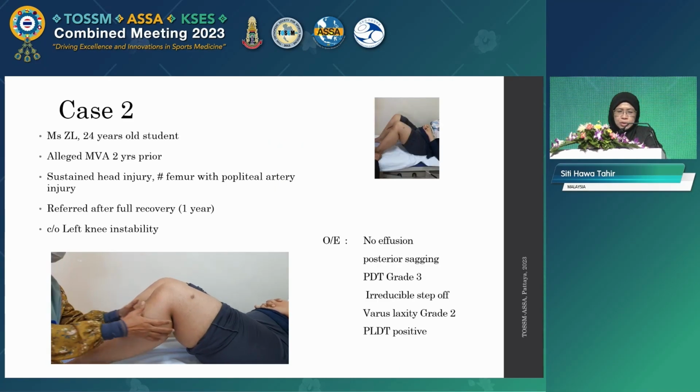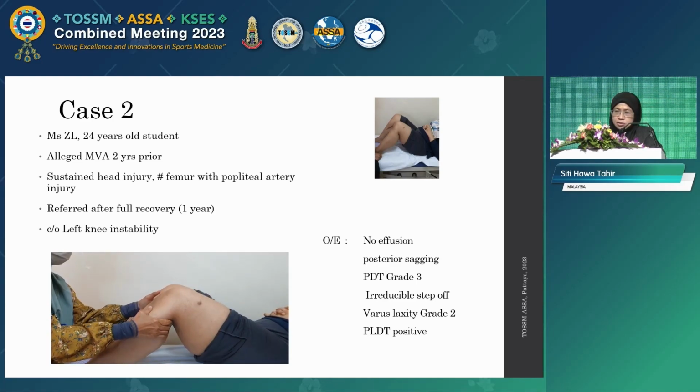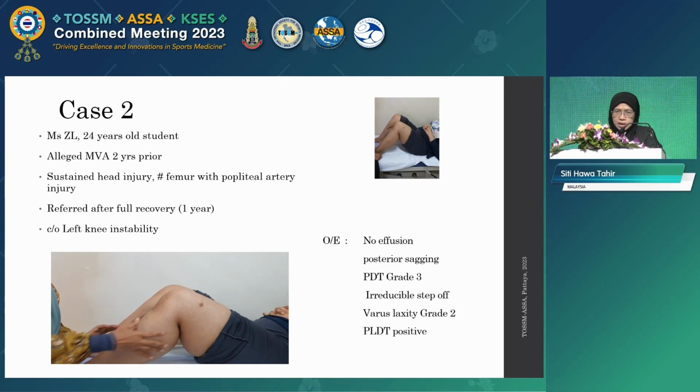Case number 2, a 24-year-old student had an alleged MVA 2 years prior, sustained head injury, and a fracture of the femur with popliteal artery injury; a bypass graft was done. However, unfortunately, 3 weeks later, the vascular bypass graft thrombosed, but it was fortunate that she had good collaterals and the limb survived. She was referred only after a year with a complaint of left knee instability. Clinically, there was no effusion. There was posterior sagging. PDT was grade 3 with irreducible step off.